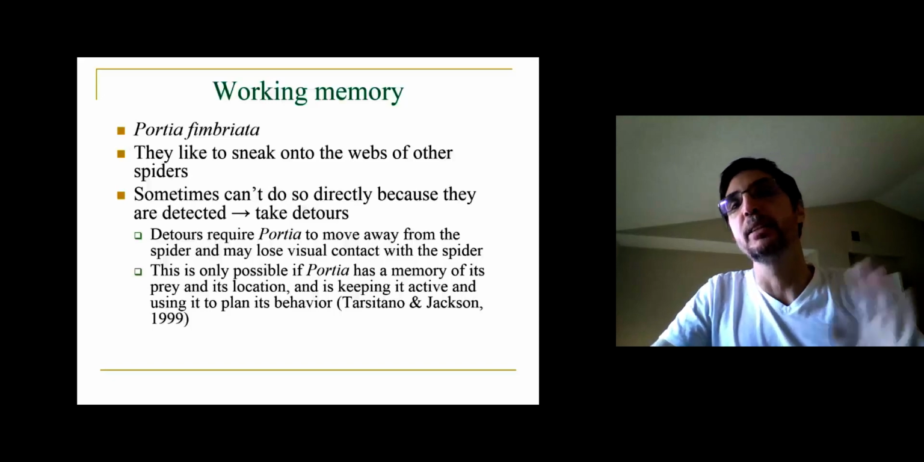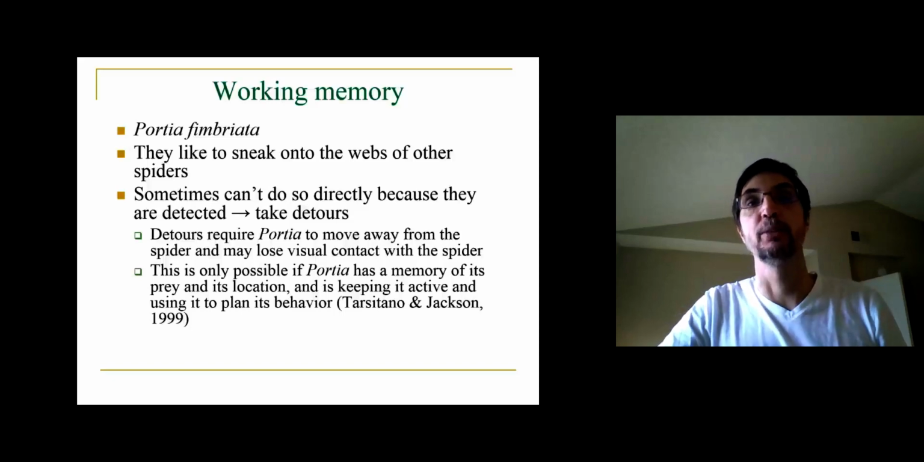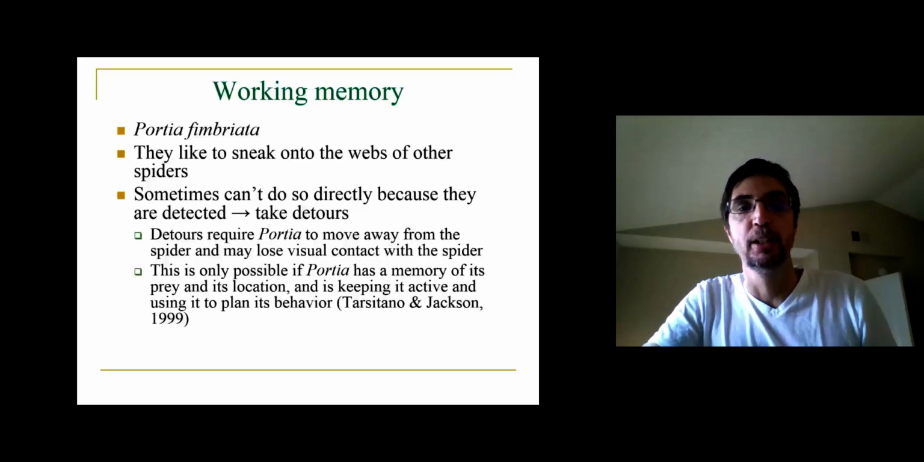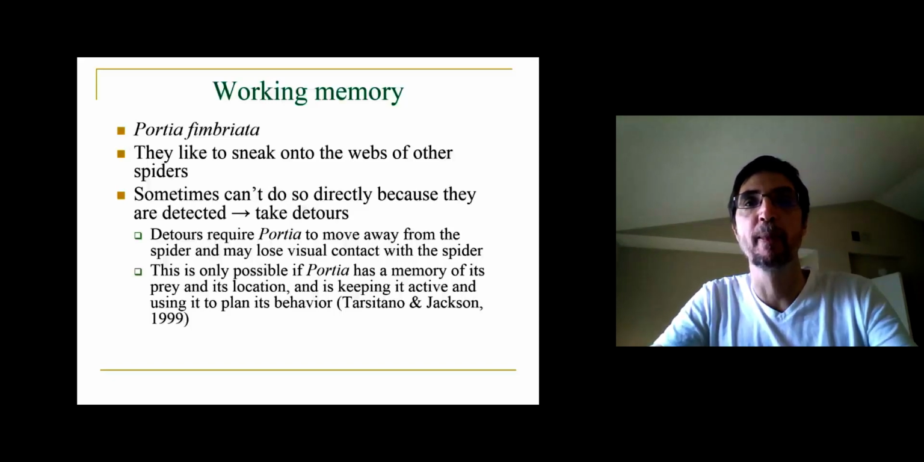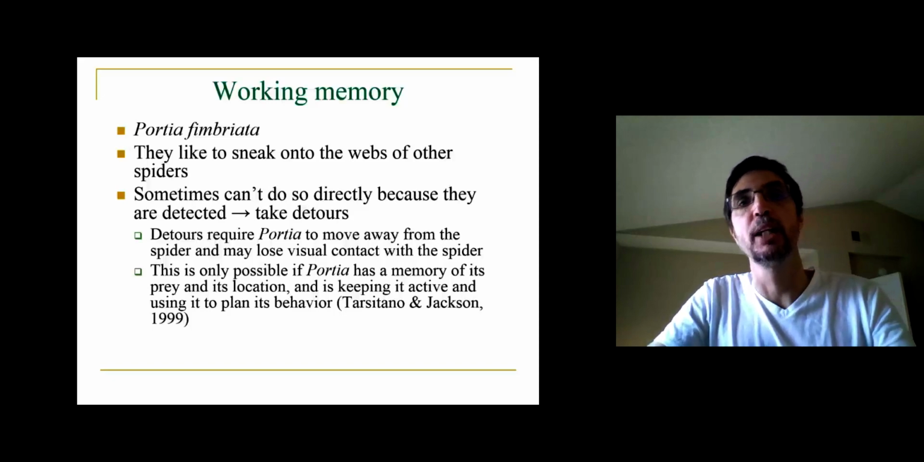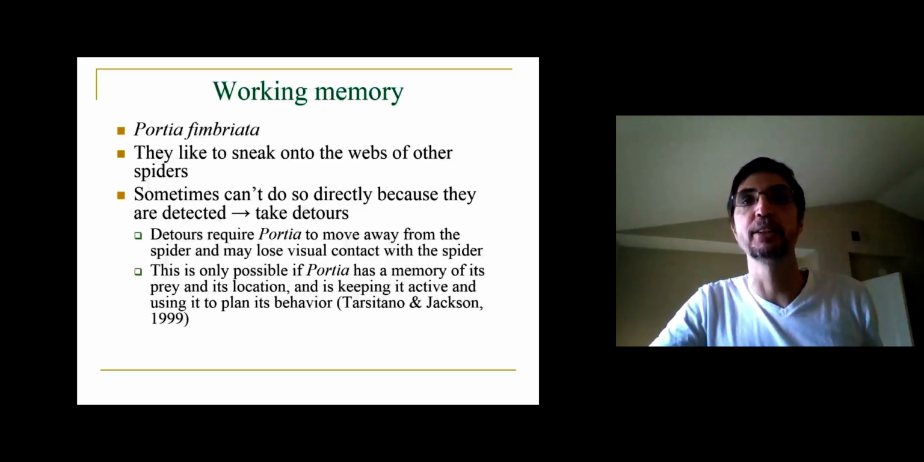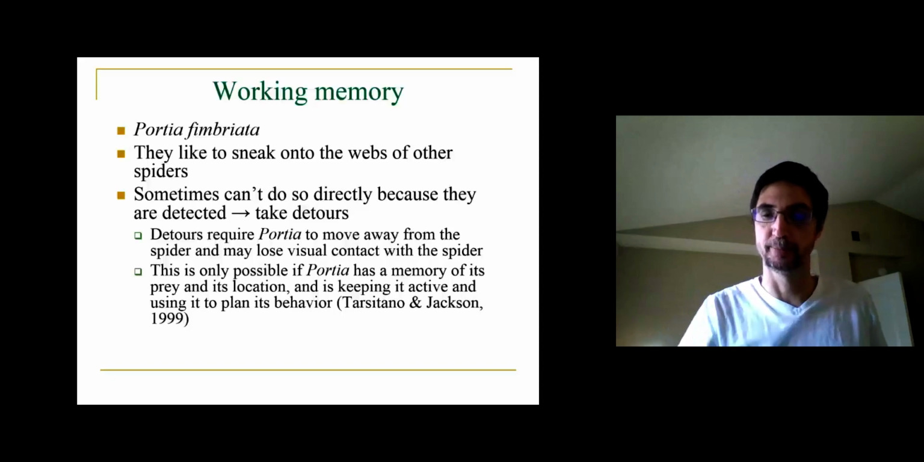So what does that mean? That they don't stop, right? Just because they lose visual contact doesn't mean they stop and can't figure out what they're doing or why. So the fact that they keep going around this detour, even though they've lost sensory contact, that's only possible if they've kept in memory, in some kind of working memory system, a memory of its prey and also its location. So they have this goal that's active, that they're keeping active in working memory, and they're using that to guide their behavior even when they've lost sensory contact with their prey.